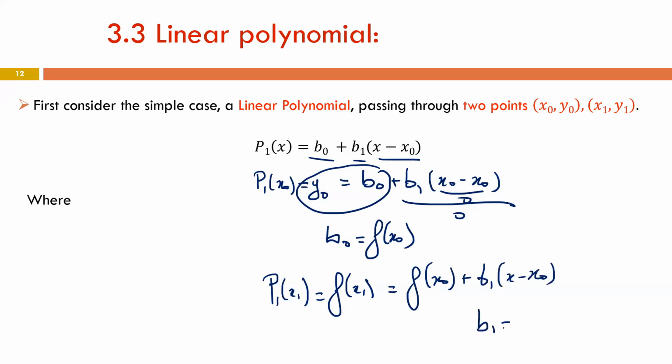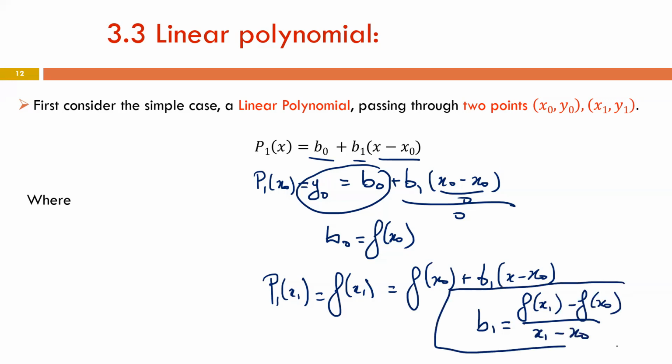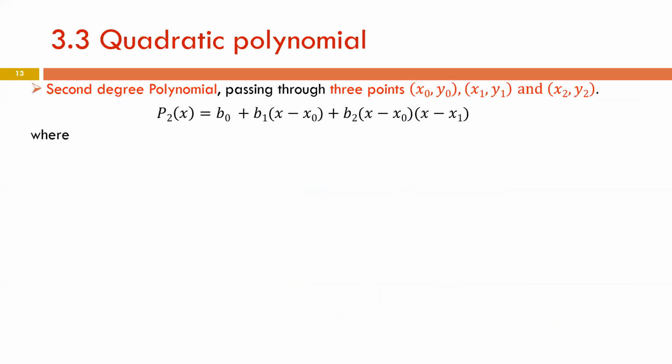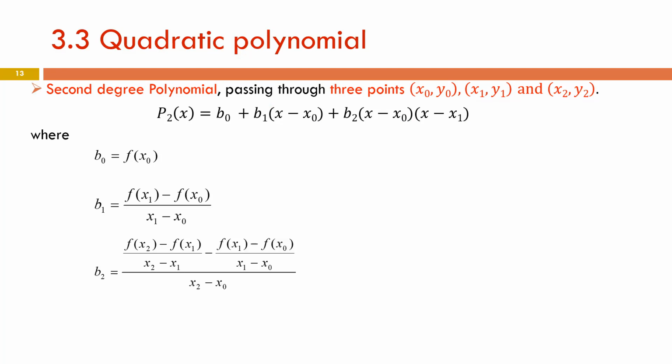So b1 is nothing else than the divided difference. This is why we call it divided difference: we have a difference and a division. This is b1, a divided difference. This is the idea. We can move to the quadratic, degree 2, and we can show that b0 is always f of x0, that b1 is the divided difference (f x1 minus f x0) over (x1 minus x0), and that b2 has this expression.